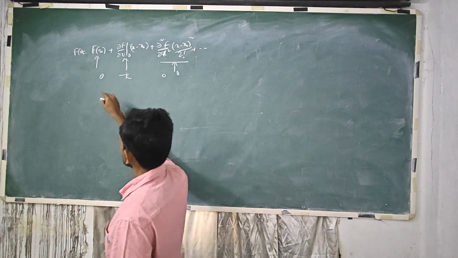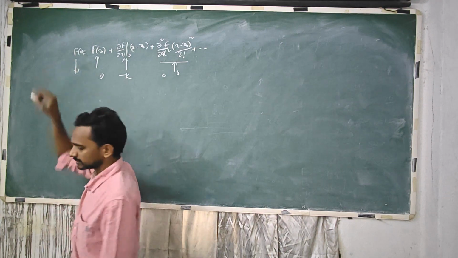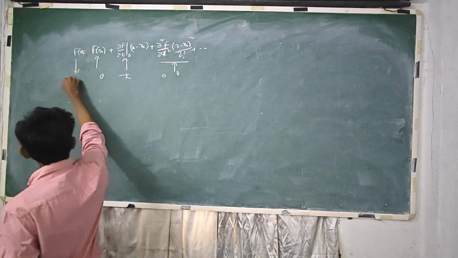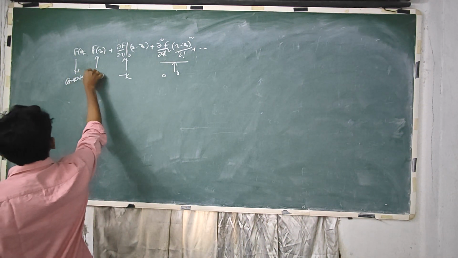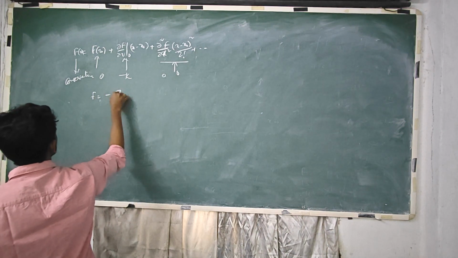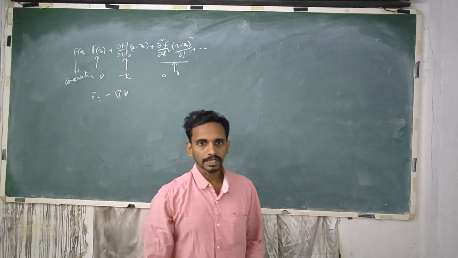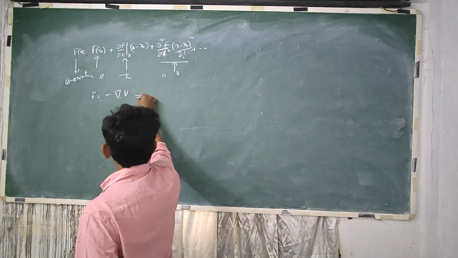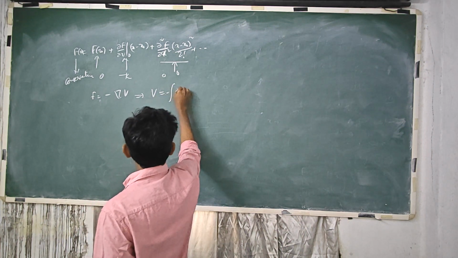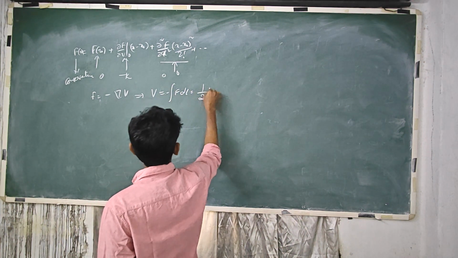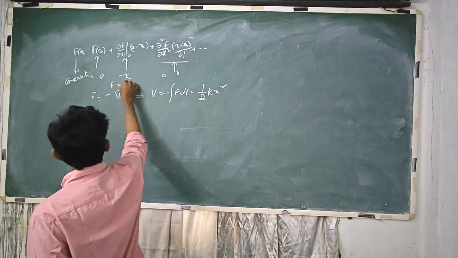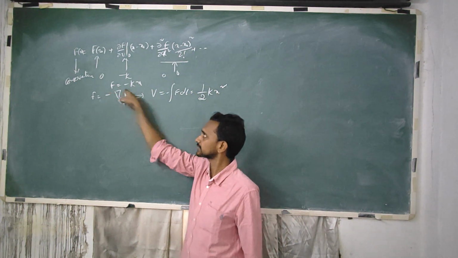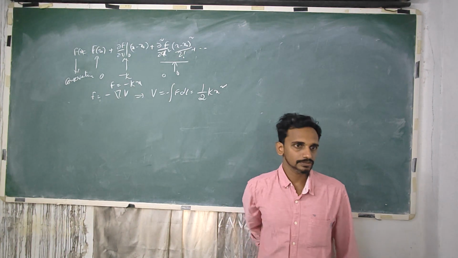Another condition we have considered is that this force is a conservative force. So this can be written as a negative gradient of some potential. If you include all the assumptions, the resultant force is minus kx.